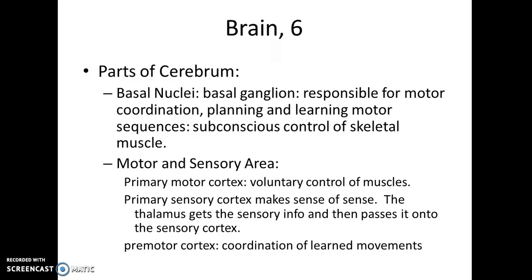We have a motor and sensory area. The primary motor cortex is the control of the voluntary muscles. The primary sensory cortex makes sense of your senses. So the thalamus gets the sensory information and passes it to your appropriate sensory cortex. The premotor cortex coordinates learned movements. Like if you're a dancer, you're using your premotor cortex.